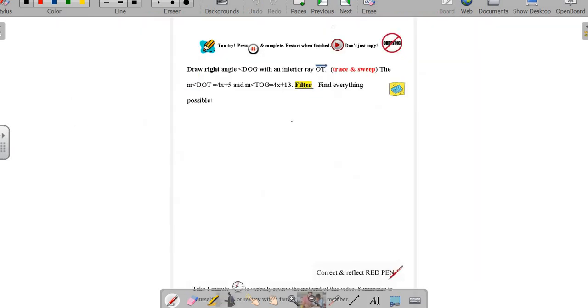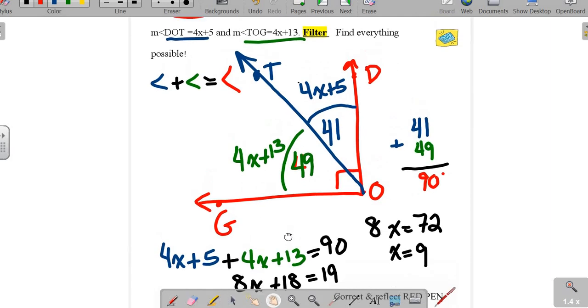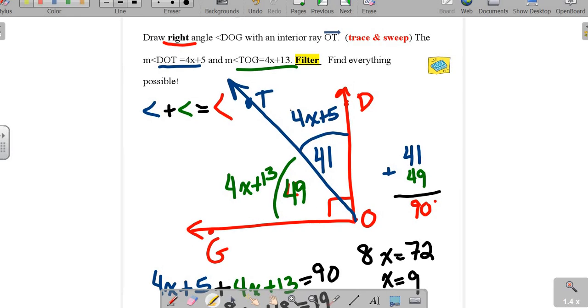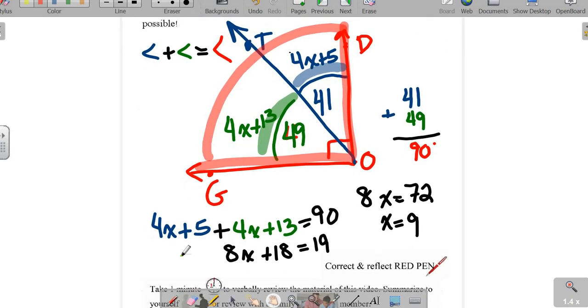This page, you're going to try on your own. Pause the video. Welcome back. Let's see how you did. So the key to this was catching the fact that angle DOG was a right angle. That gave you the measure of 90 degrees. So basically we have one small angle plus another small angle equals 90 degrees. You solve, x equals 9, you plug it in, and we got 41 and 49. You add those up and you got the 90.